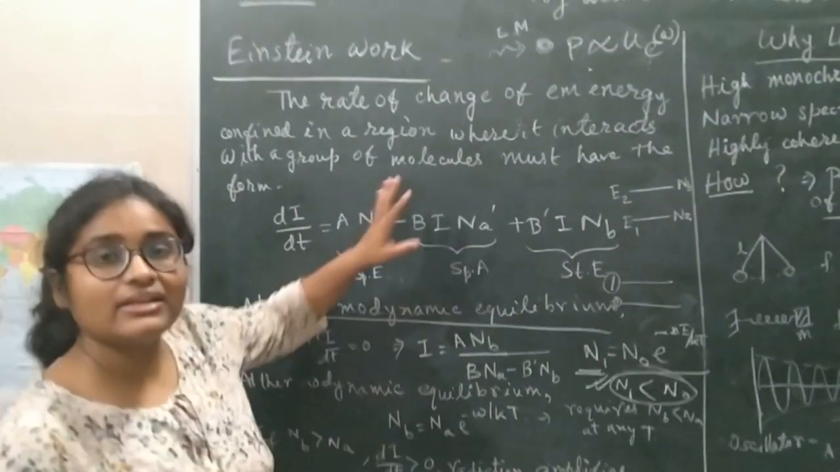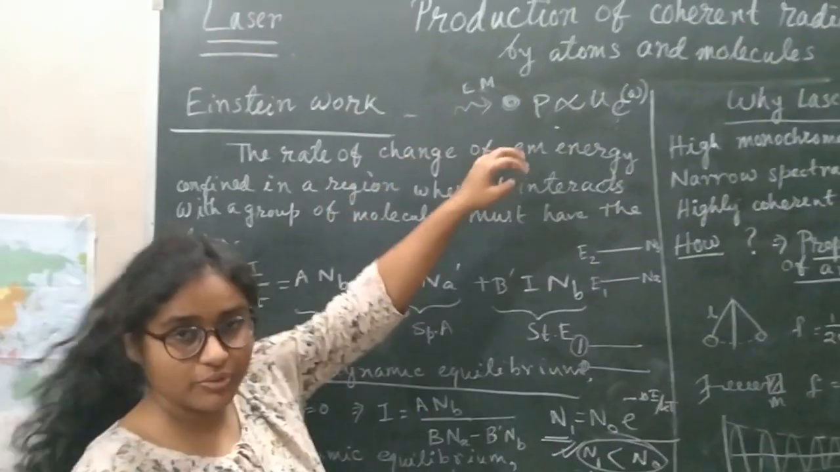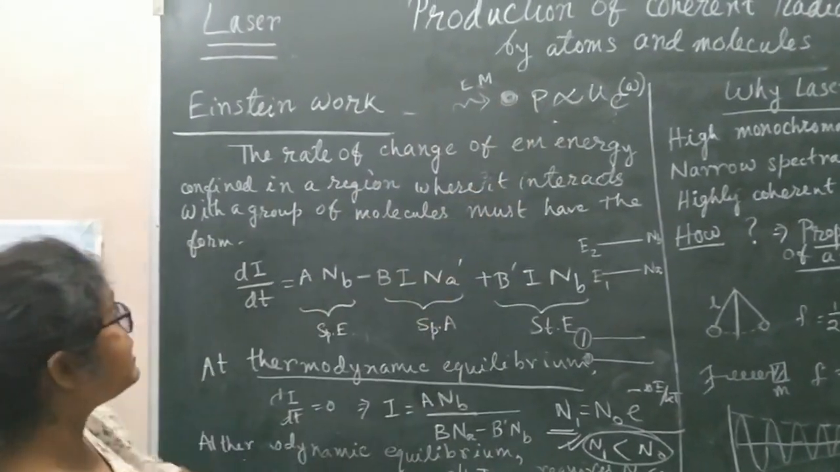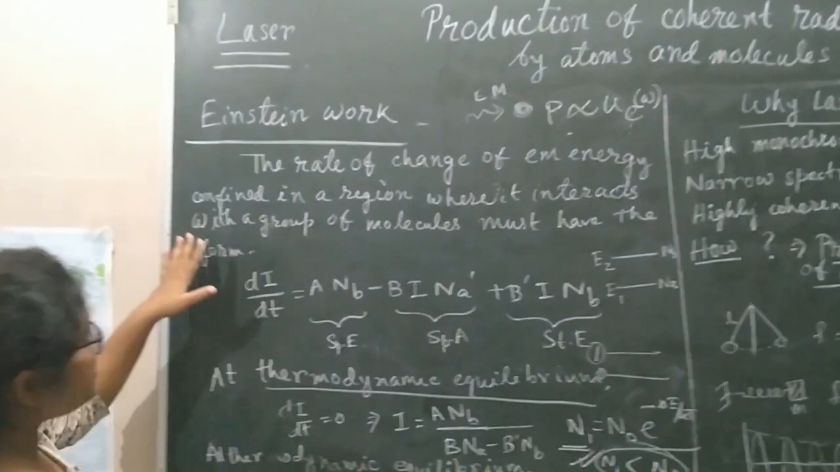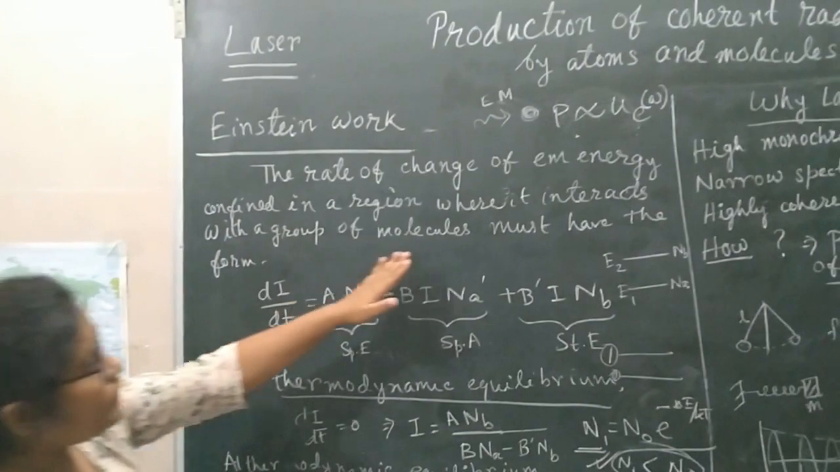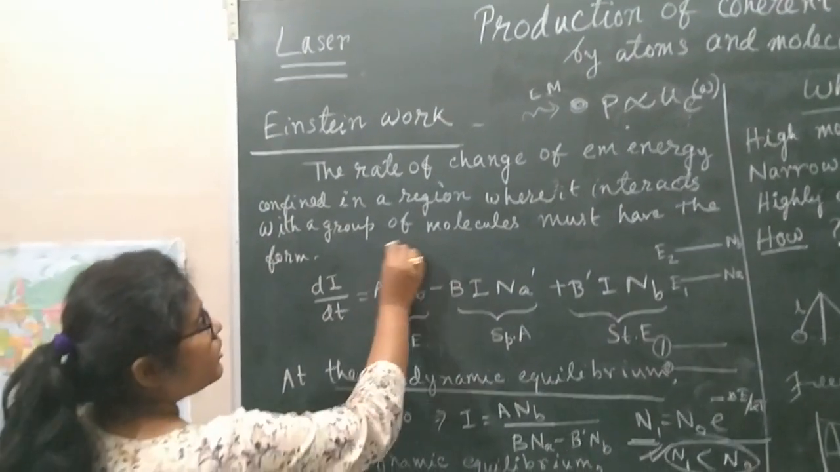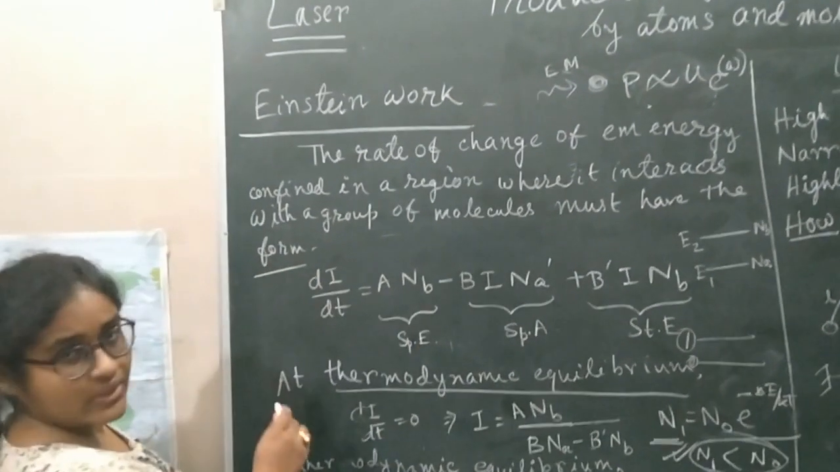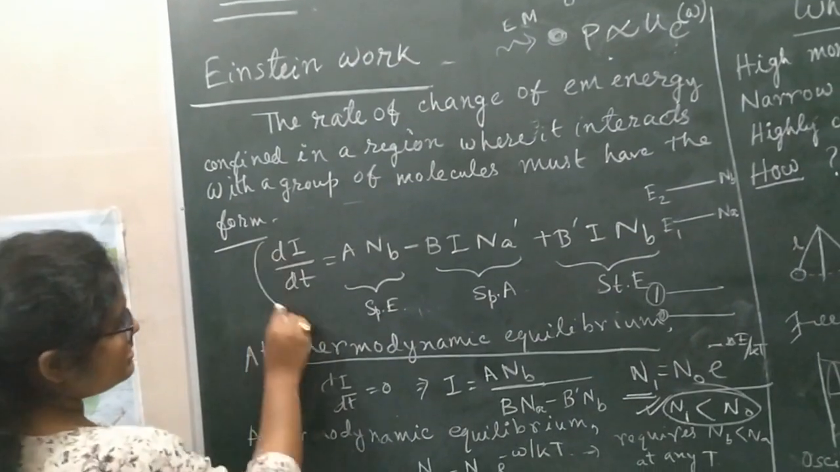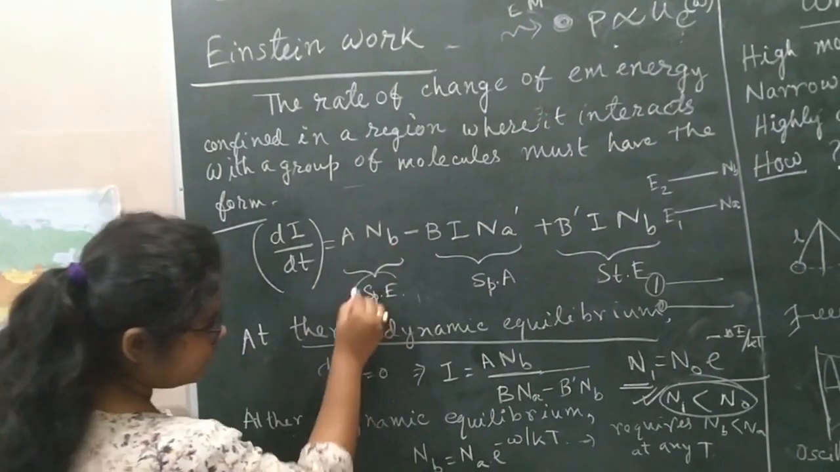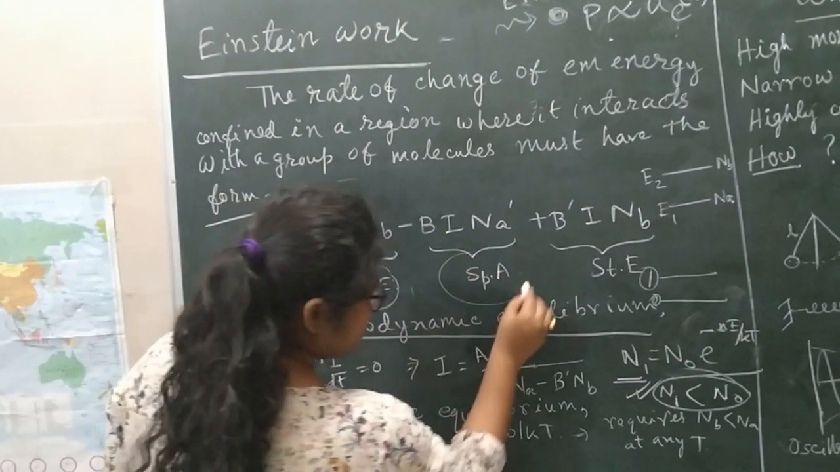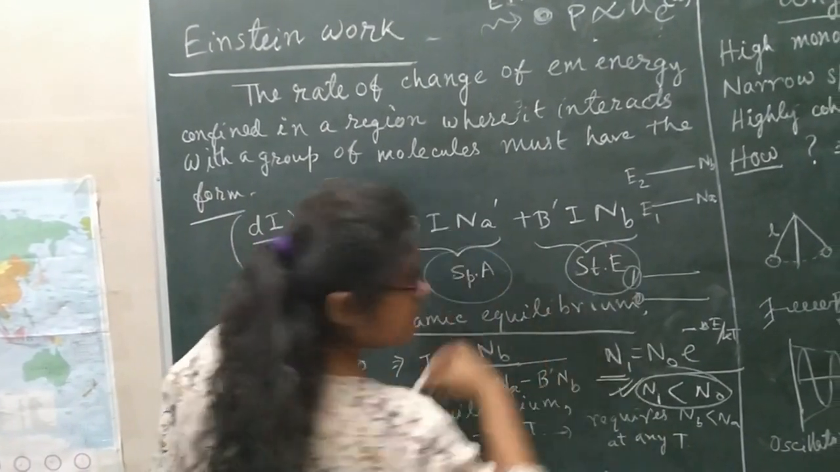So Maxwell did a lot of work over Planck's hypothesis, or Planck's blackbody radiation, and he calculated that the rate of change of electromagnetic energy confined in a region where it interacts with a group of molecules must have the form. What is the form? This is the rate of change of intensity. It must be a form with the spontaneous emission, with the spontaneous absorption, and with the stimulated emission.